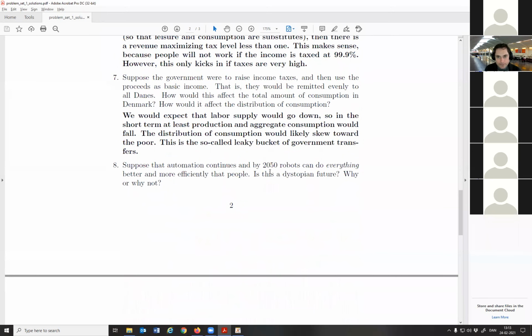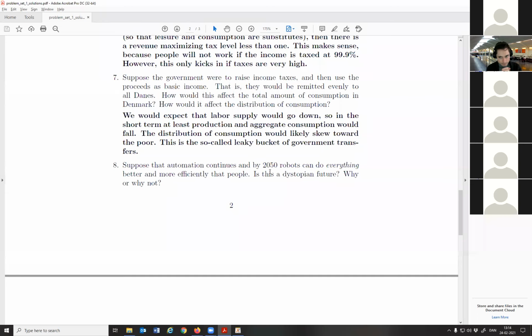Okay, number seven, suppose the government were to raise income taxes and then use the proceeds as basic income, like universal basic income. That is, they'd be remitted evenly to all Danes, I suppose it's in Denmark. How would this affect the total amount of consumption in Denmark? How would it affect the distribution of consumption?